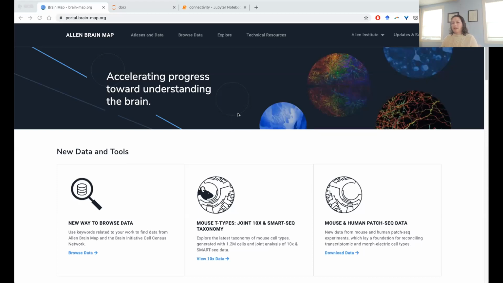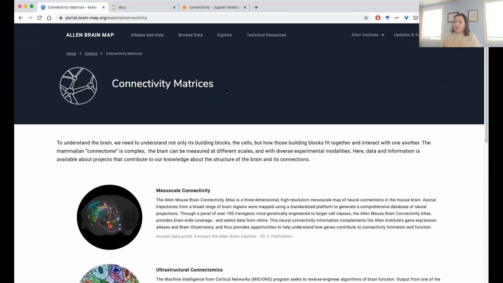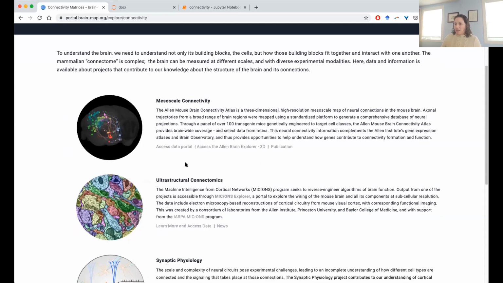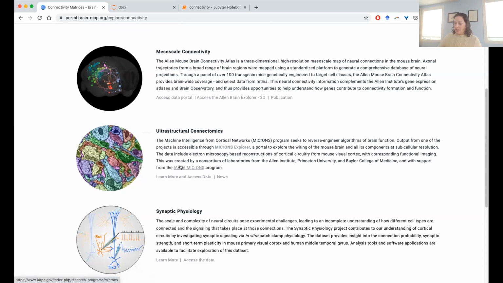Okay, so here we're back to the main Brain Map website, and the best way to get to the synaptic physiology page is to go to Explore and then Connectivity Matrices. On this page, you'll see that there's actually a couple of data sets and projects highlighted. The Synaptic Physiology group is one of a few that are interested in looking at connectivity across the brain. There's also the mesoscale connectivity, which looks at connectivity across brain regions, as well as the ultrastructural or EM connectomics, looking at that fine scale connectivity as well. And I think they are giving a tutorial in the coming weeks, so you can learn about that.